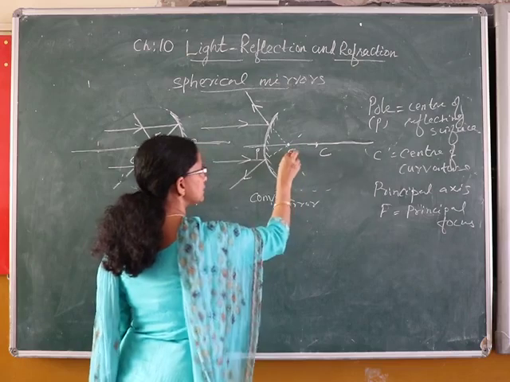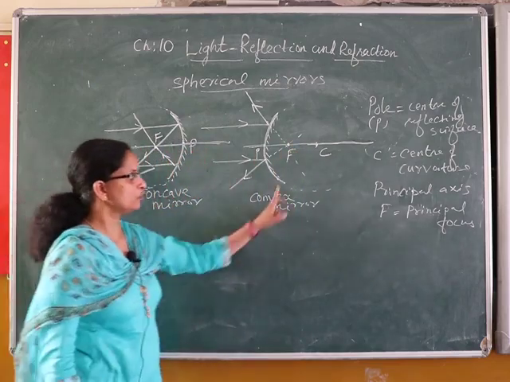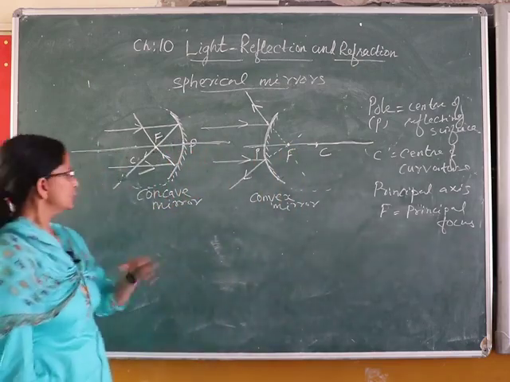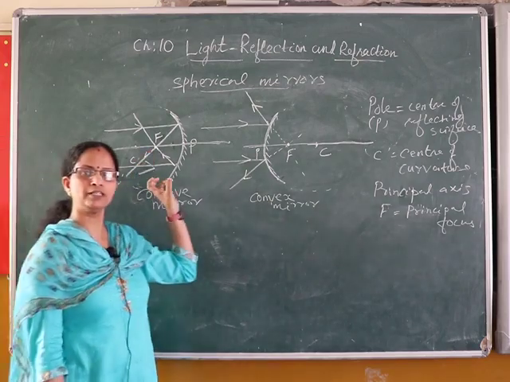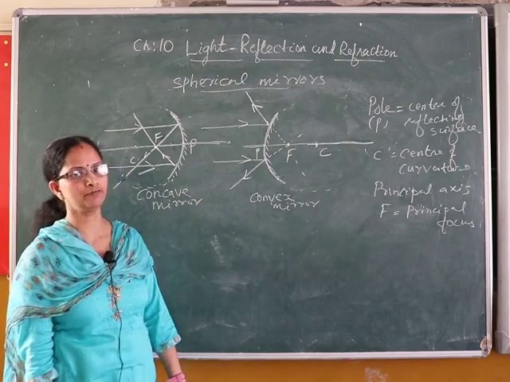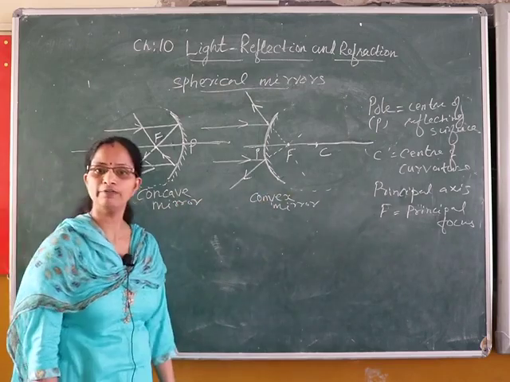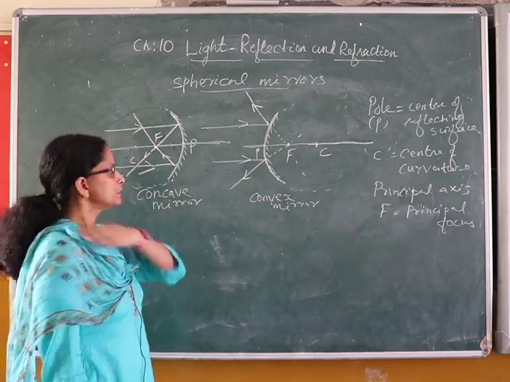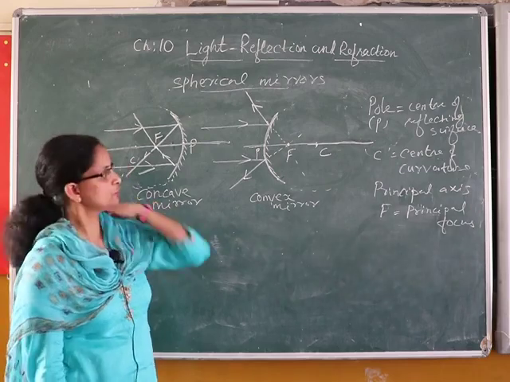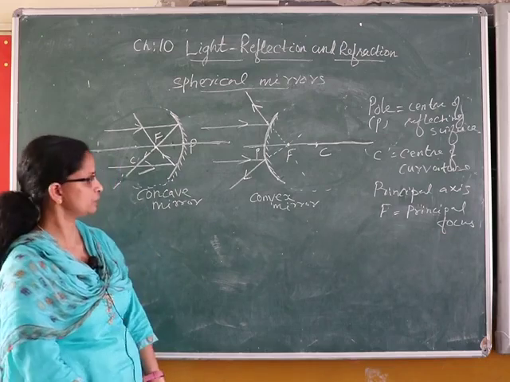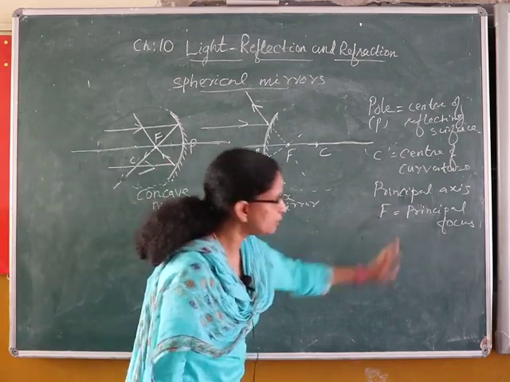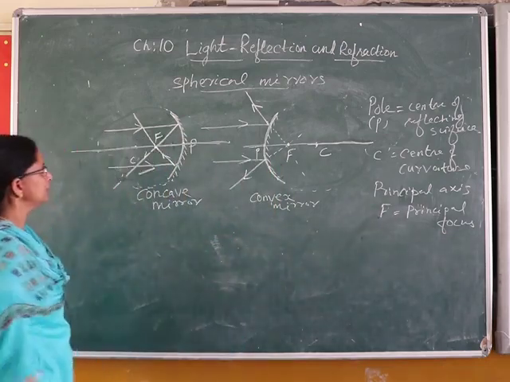That is known as the principal focus for a convex mirror. In a concave mirror, the principal focus is the point where the light rays actually meet after the reflection, whereas in the case of a convex mirror, the principal focus is the point where the rays of light appear to meet after reflection. So that is known as the principal focus, F.